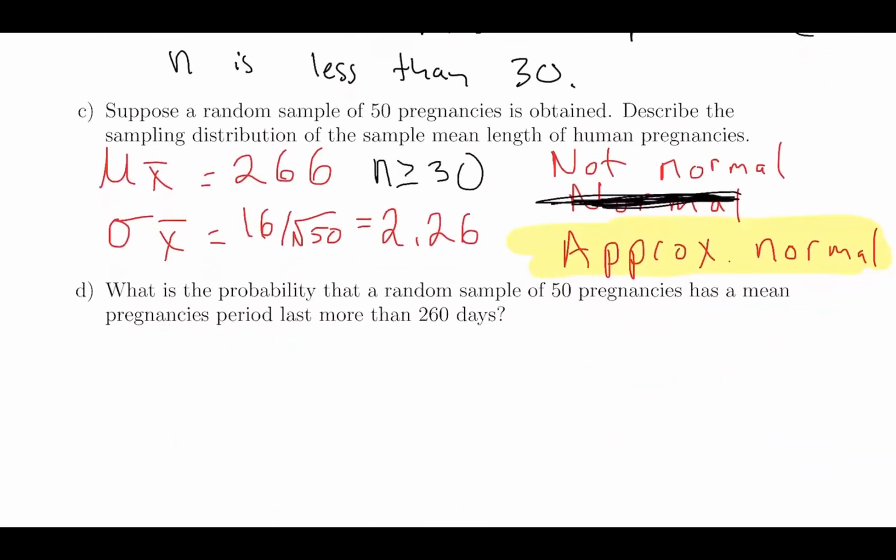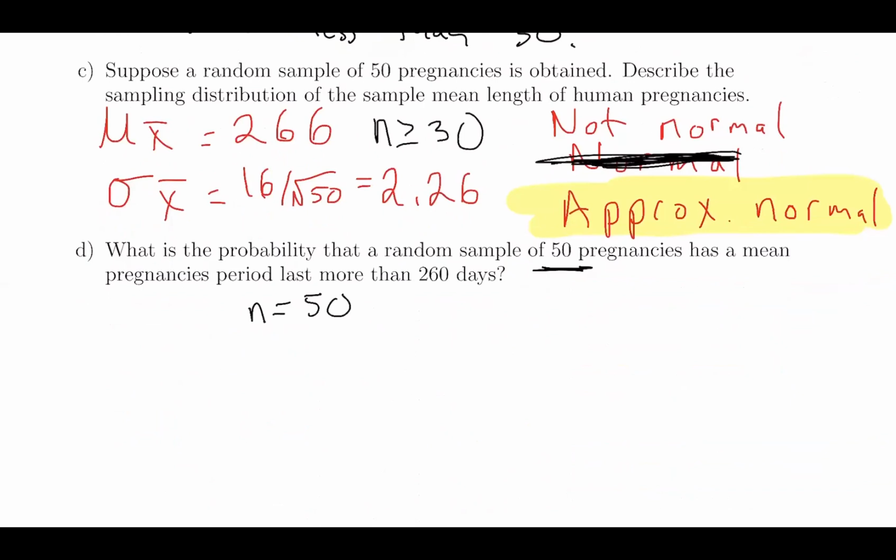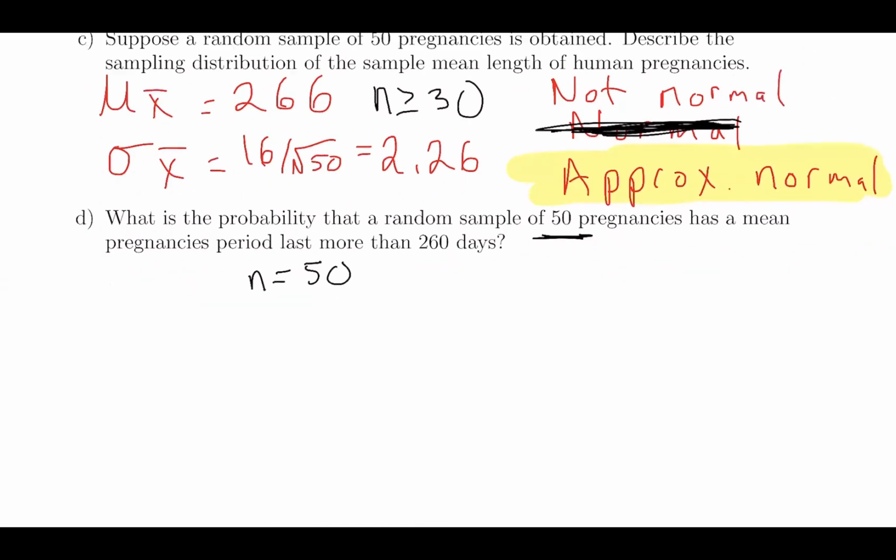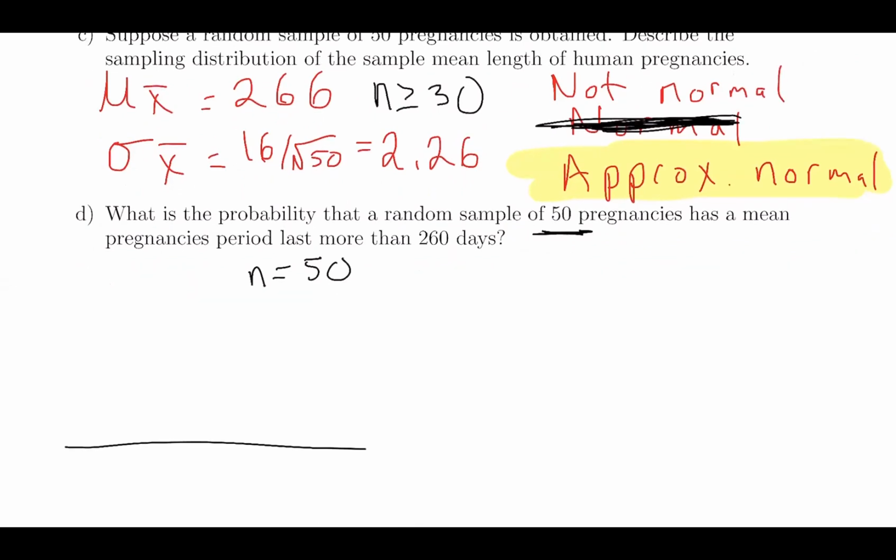For D, it says, what is the probability that a random sample of 50 pregnancies has a mean pregnancy period that lasts more than 260 days? In this scenario, how many pregnancies do we have? 50, because they tell us we have 50. So for this one, can I find the probability? Yes, because n is greater than 30.